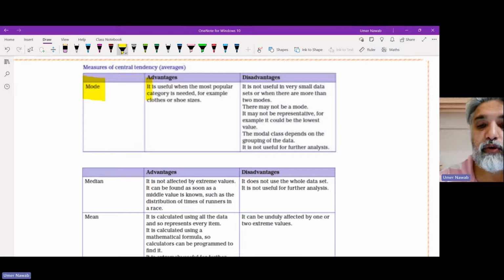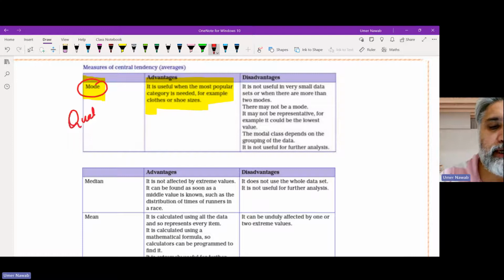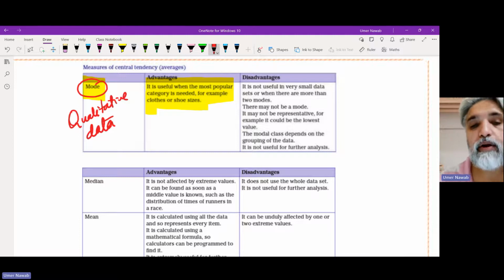Advantage is it is useful when the most popular category is needed, for example, clothes or shoe sizes. As I said in the class, mod is normally used for qualitative data. So you can write here as an advantage in the exam: it is more suitable for qualitative data sets rather than quantitative data sets.